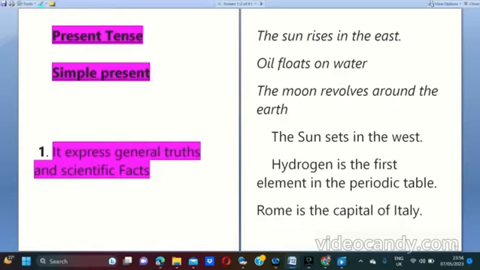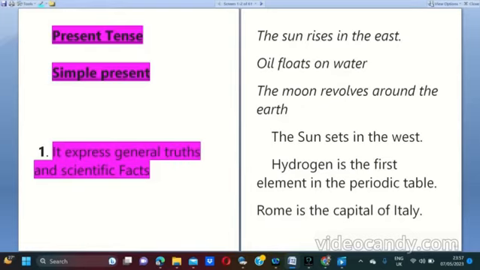Tense is divided into three types. First one, present tense. Next one, past tense. Third one, future tense. Here, each tense is again divided into four types: simple present, present continuous tense, present perfect tense, present perfect continuous tense. All these are part of present tense. Simple past, past continuous tense, past perfect tense, past perfect continuous tense. These are all four tenses, part of past tense. Simple future, future continuous tense, future perfect tense, future perfect continuous tense. All these are part of future tense.